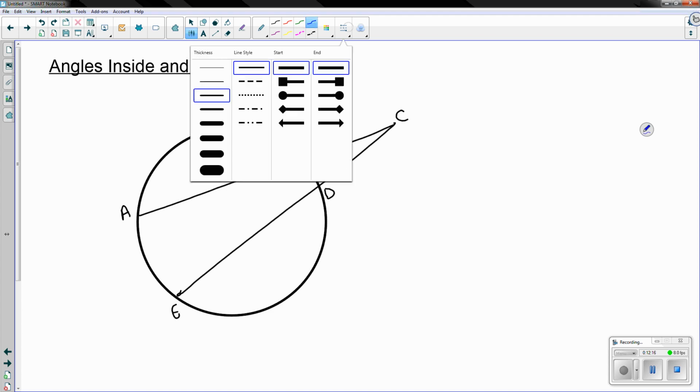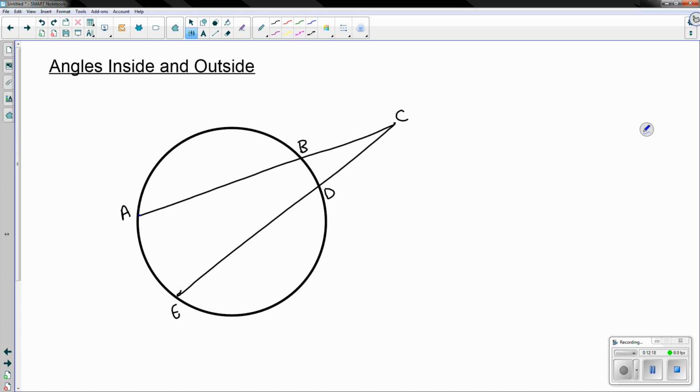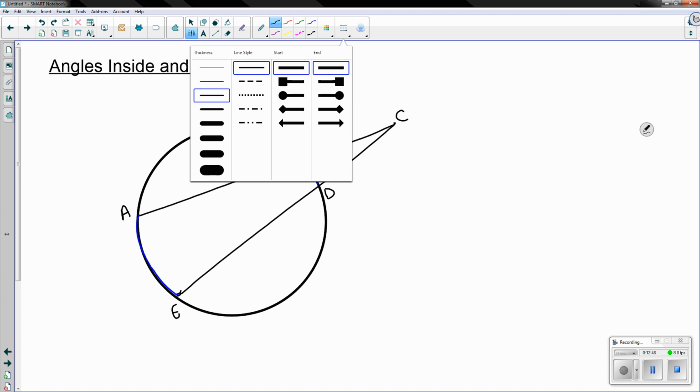So what are the intercepted arcs we're dealing with here? We have AE and BD. Those are the arcs related to that angle that's formed by these 2 secant lines that are meeting out here. So how are we going to figure this one out? Because we want to figure out the relationship between that angle C on the exterior and its arcs AE and BD. And all we know so far is relationships with central angles and inscribed angles.